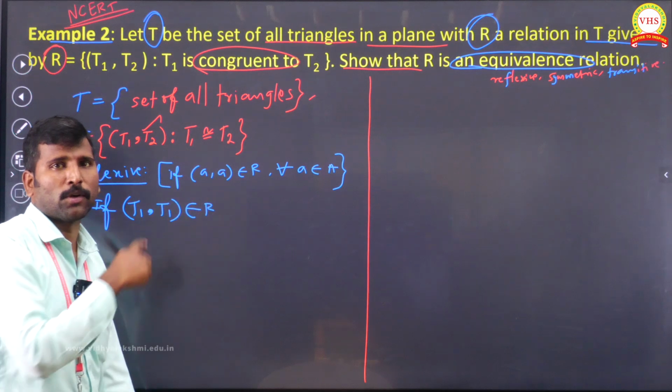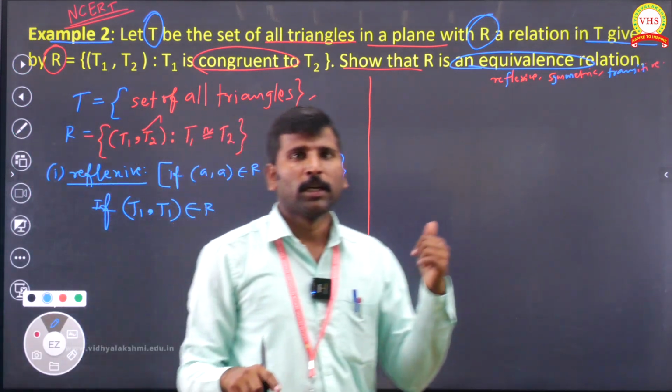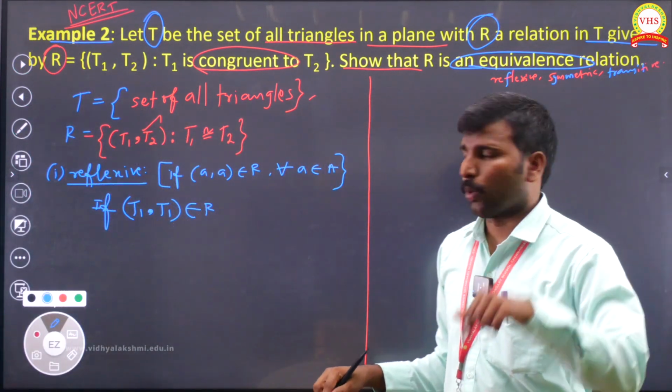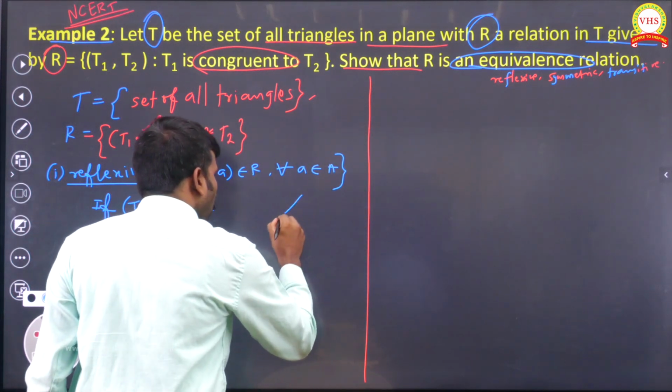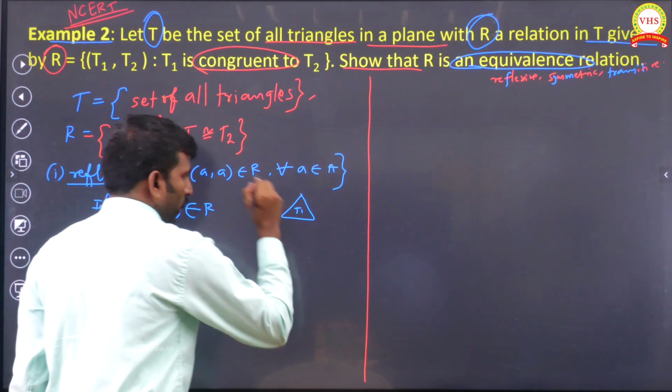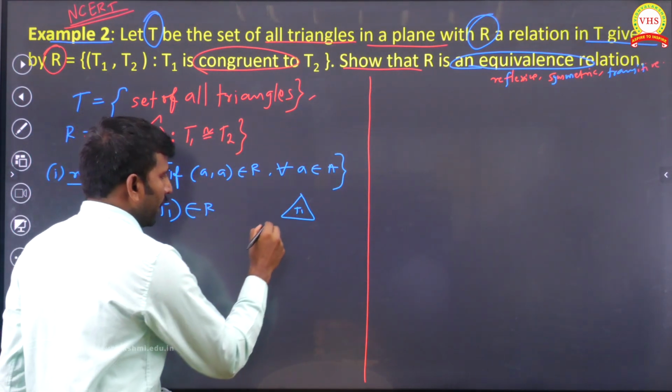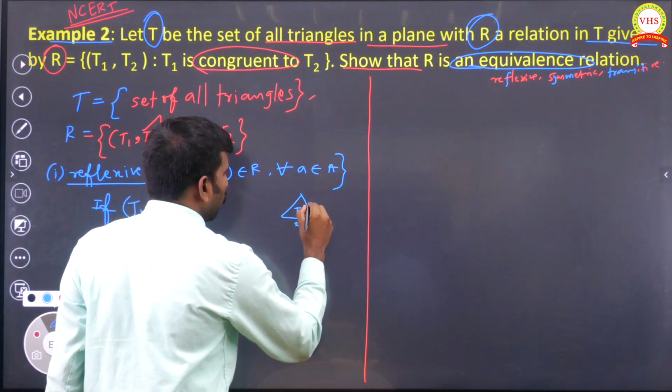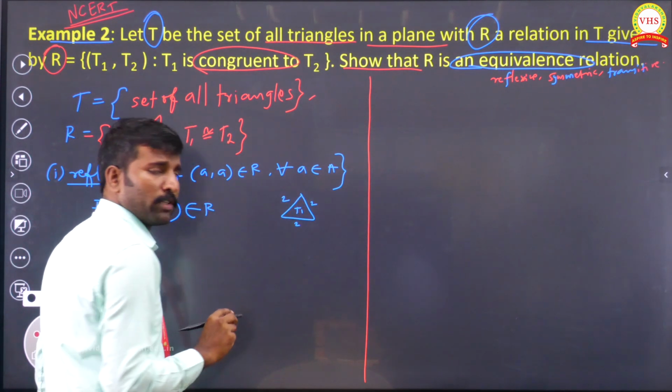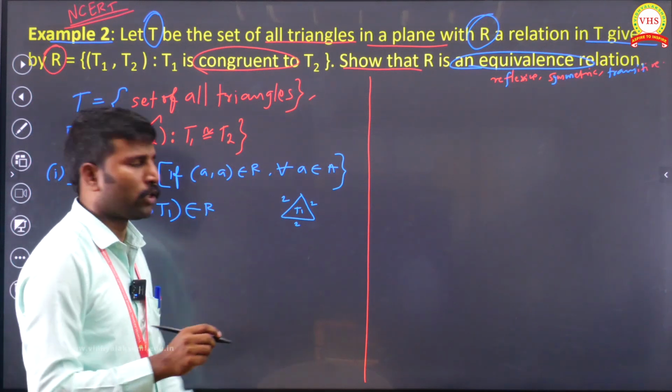Then it will be blank star. Sir, how is triangle 1 concurrent to triangle 1? It means if you are taking triangle 1, for example an equilateral triangle, all the sides are 2.